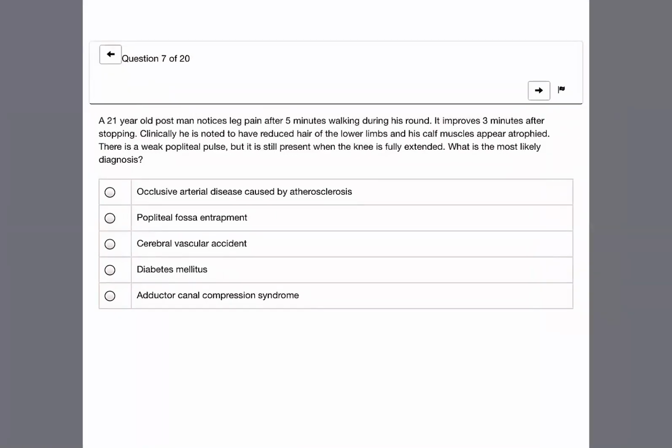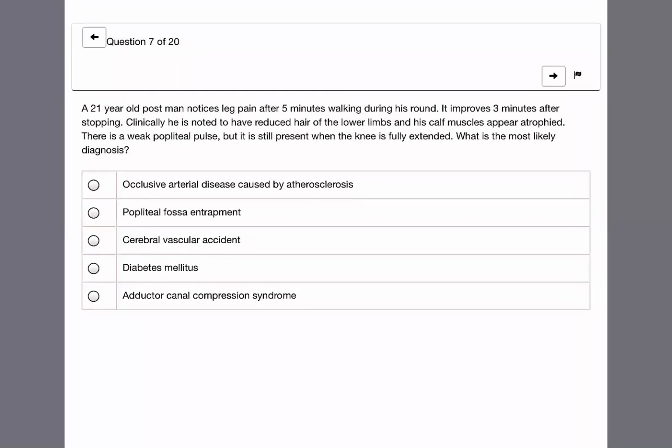Next one, Dr. Basharat. Next two questions. A 21-year-old postman notices leg pain after 3 minutes of walking during his round. It improves 3 minutes after stopping. Clinically, he is noted to have reduced hair of the lower limbs and his calf muscles appear atrophied. There is a weak popliteal pulse, but it is still present when the knee is fully extended. What is the most likely diagnosis?